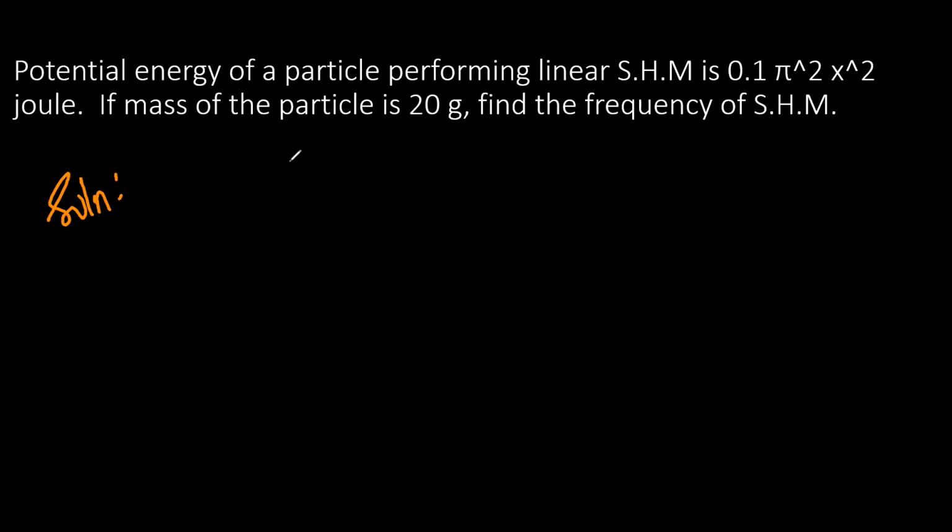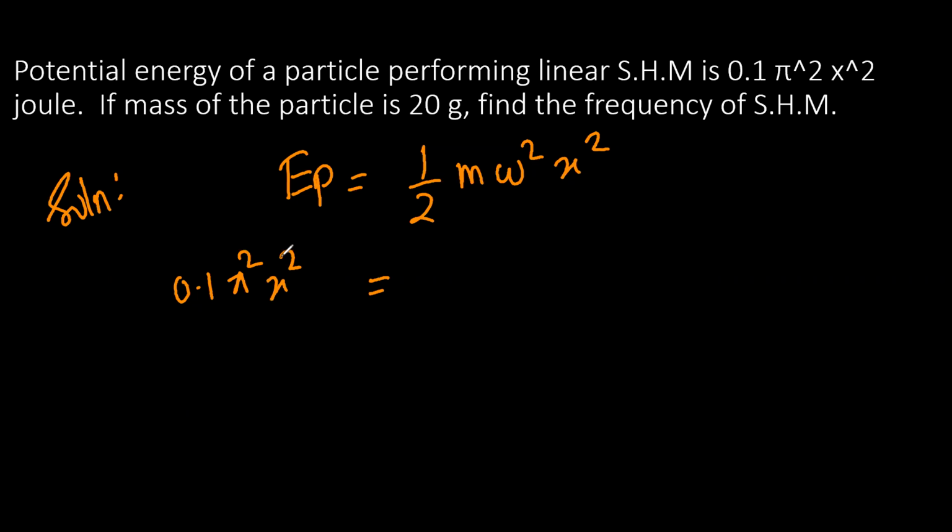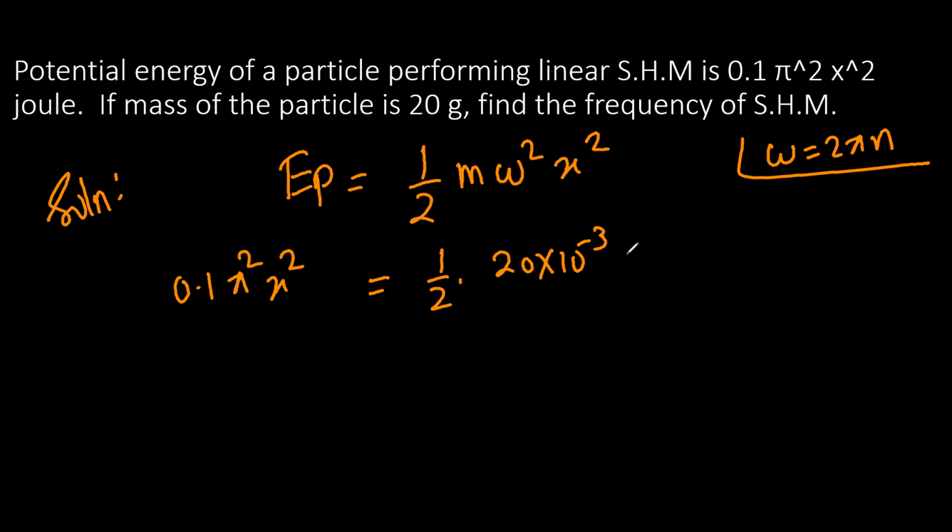See, first of all, you should know the formula of potential energy. It is half m omega square x square. This formula is the potential energy. So what is the potential energy given? It's 0.1 pi square x square. So this is half, and the mass given is 20 into 10 raised to minus 3. Now what is omega? See, omega is 2 pi n. So if I take the square, it will become 4 into pi square into n square into x square.